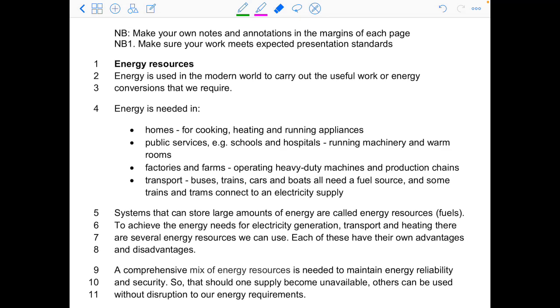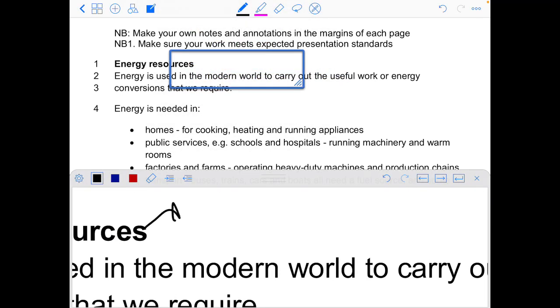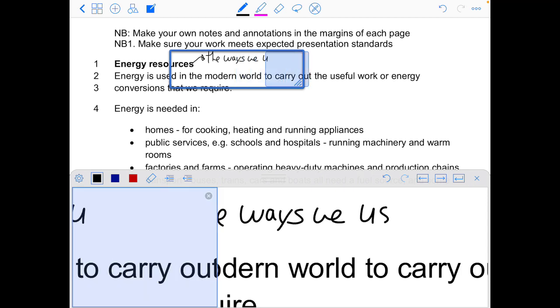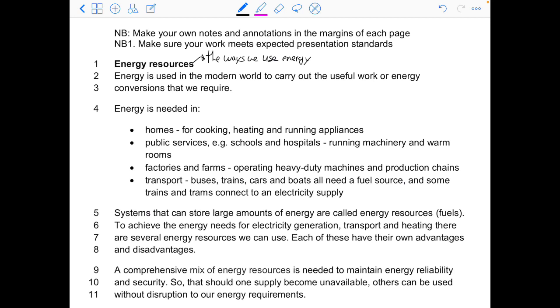So today we're talking about energy resources, or how we use energy. So energy resources are the ways we use energy. And this is on a larger scale. So this is how our whole society uses energy. So again, any annotations I make are ones that you need to make sure that you are writing down, or anything that I've highlighted, unless you're using a booklet. So energy resources are the ways we use energy.